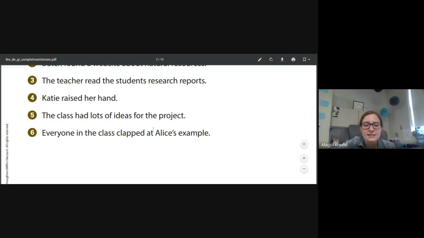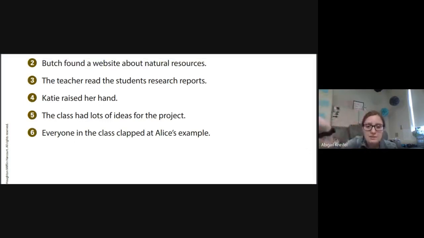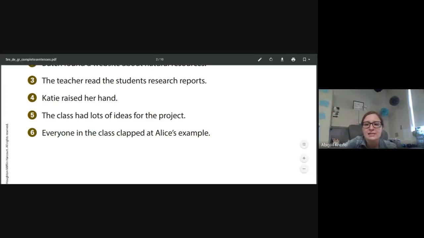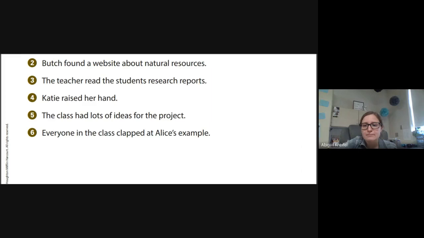And number six, everyone in the class clapped at Alice's example. So who is it about and what did they do? S and P for number six.